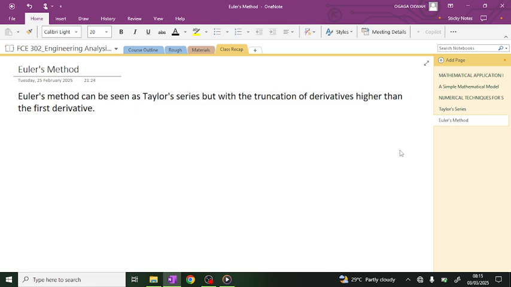Now this method can be seen as Taylor series, but with the truncation of derivatives higher than the first derivative. What does that mean? I'm going to explain what that means and show you how it looks in mathematical expression. But first, bear this in mind.